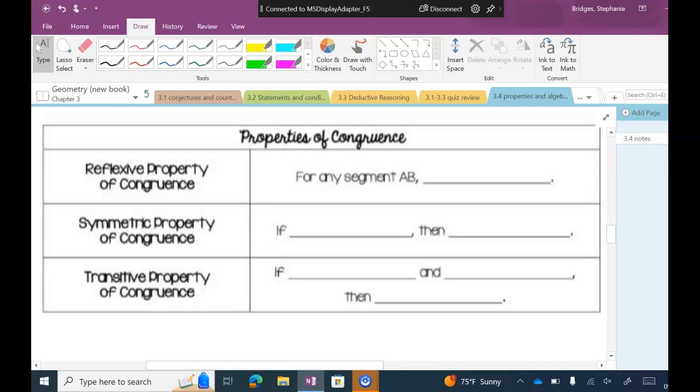So what I could say then is if I had some segment AB, the reflexive property would say that segment AB is going to be congruent to itself, to segment AB. Remember, reflexive means something is equal to itself. If it's the reflexive of congruence, then we say something is congruent to itself.